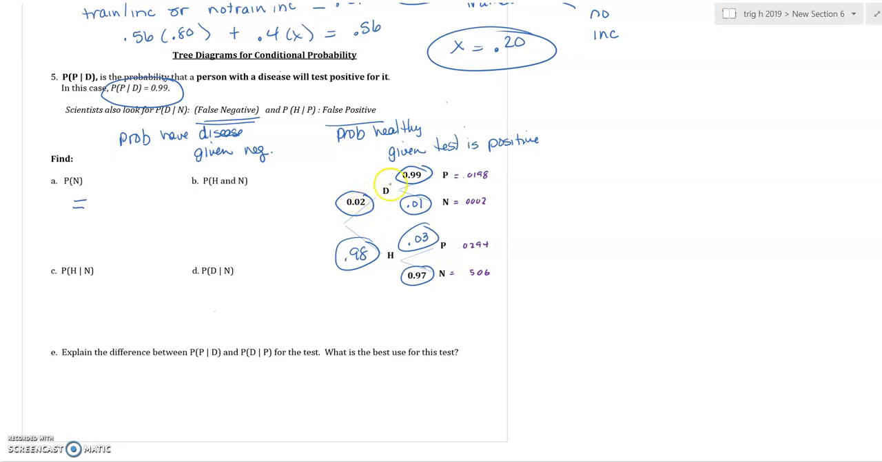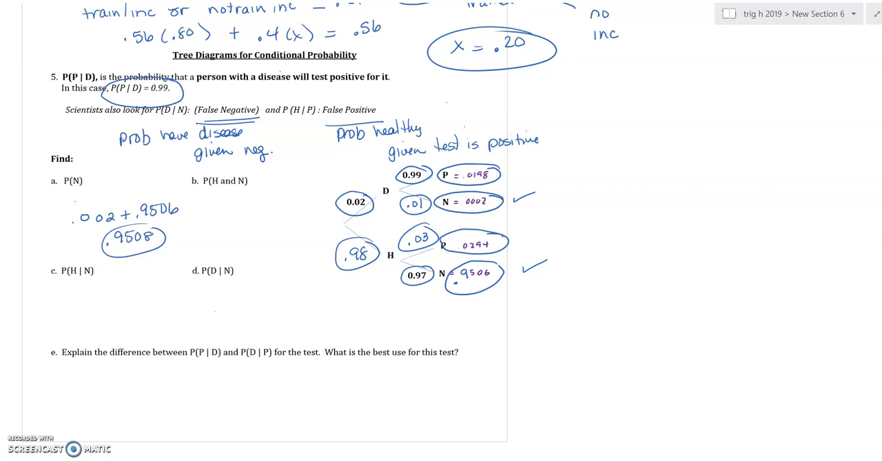Okay, and if you multiply 0.02 times 0.99, 0.02 times 0.01, 0.98 times 0.03, and 0.98 times 0.97, there you go. Okay, so now we have our tree diagram. What's the probability of negative? Well, negative would be a disease negative or a healthy negative. So if you add those up, you get 0.9508.